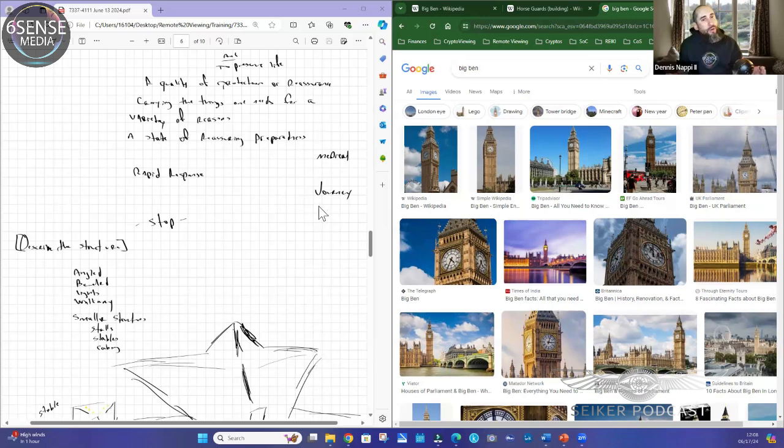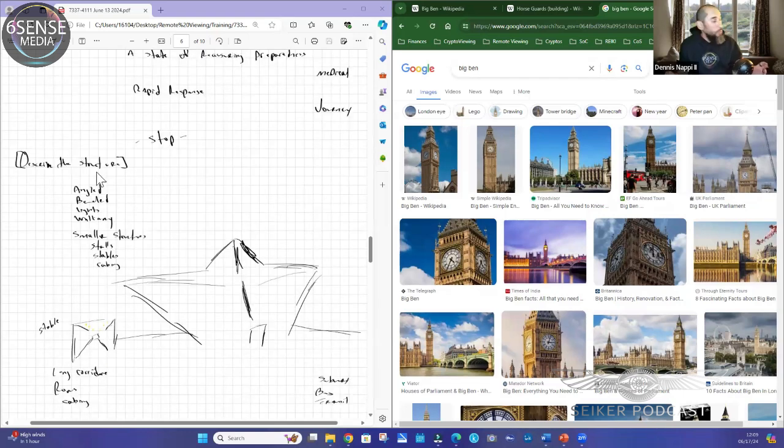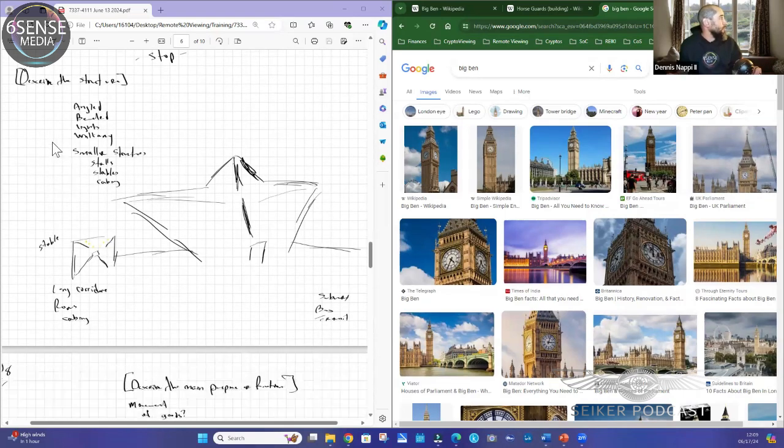So now I am starting to go into this AOL tangent, going off target here. Back to the structure. I felt pulled back to the structure, and back to the structure I went. It was angled and beveled. There was lights. There was a walkway. There were smaller structures I labeled as stalls or stables or cabins that were next to it.